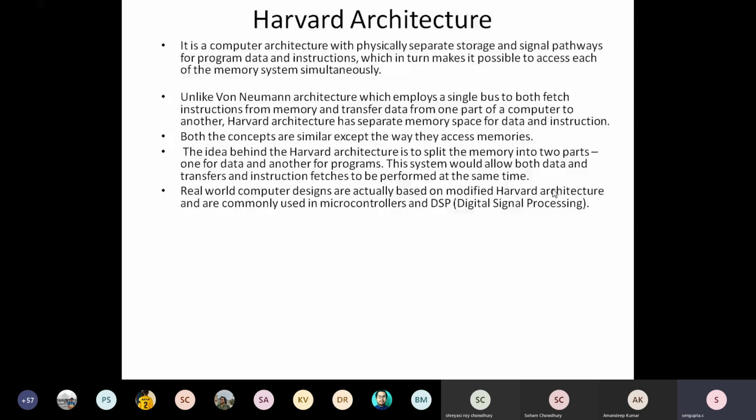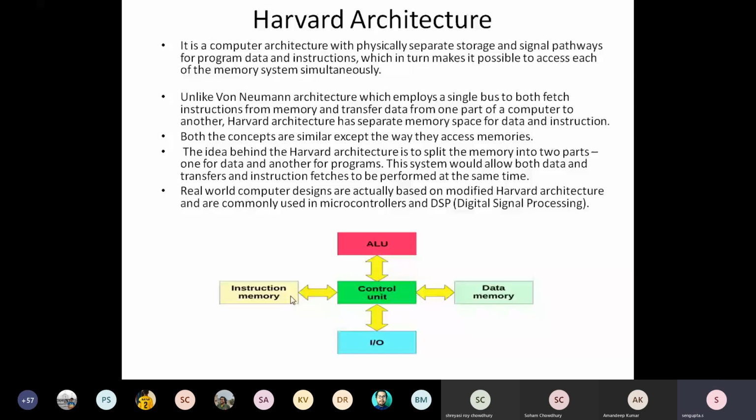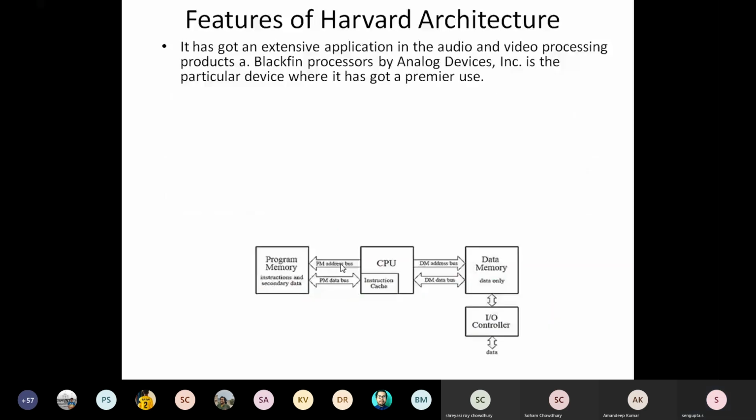So here you have a separate instruction memory, separate data memory, right? And then the control unit coordinates between them. More features: the CPU interacts with data memory separately and program memory separately. It has dedicated buses for program memory and for data memory. And this is the instruction cache, so it quickly fetches the instruction and starts executing it. So it's used for processors and other devices.